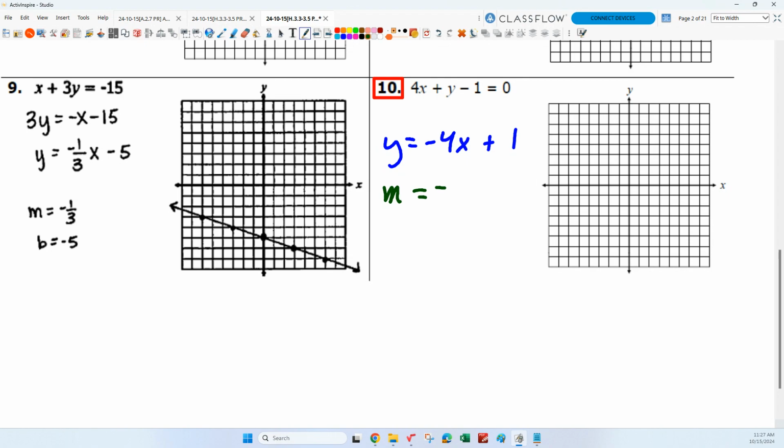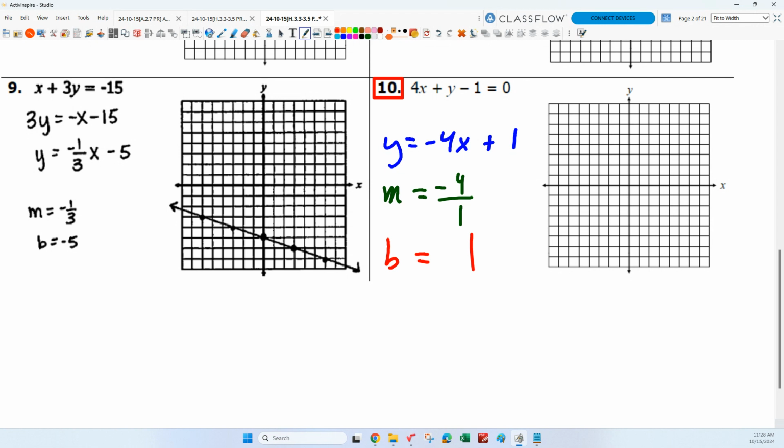Negative 4, and let's write it as a fraction, negative 4 over 1, so it looks like a rise over a run. What is my y-intercept? 1. Yeah. Okay, so then if we want to graph this thing, we're going to graph this line like I graph any line. The strategy is always the same.